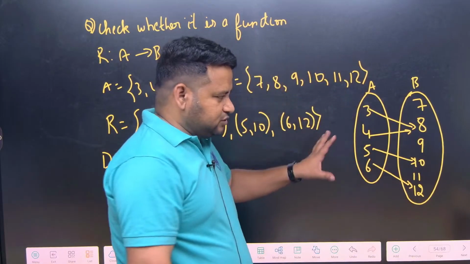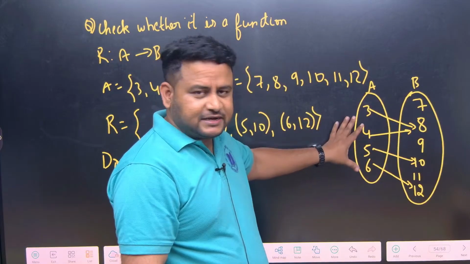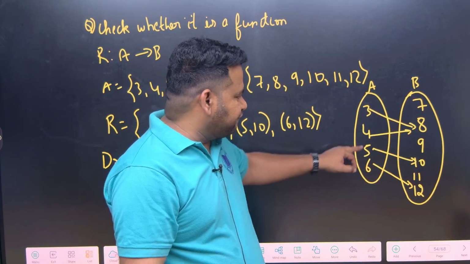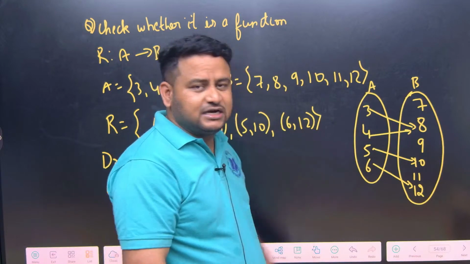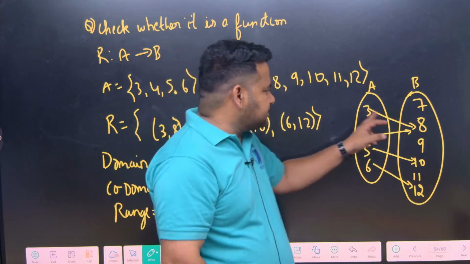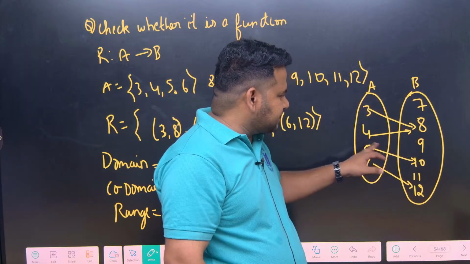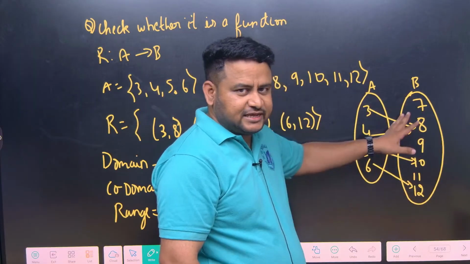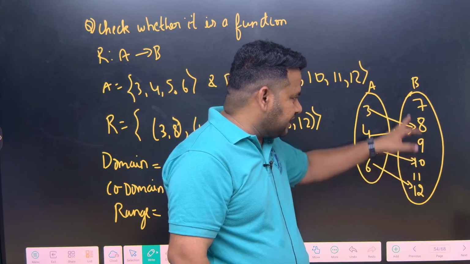Now to check whether it is a function, observe carefully. Is every element in set A connected? Yes, 3, 4, 5, 6, everything is connected. The first condition is satisfied. The second condition is that the elements have a unique image. 3 is having 8 and not anything else. 4 is having only 8. 5 is having 10 and not 9 or 7.